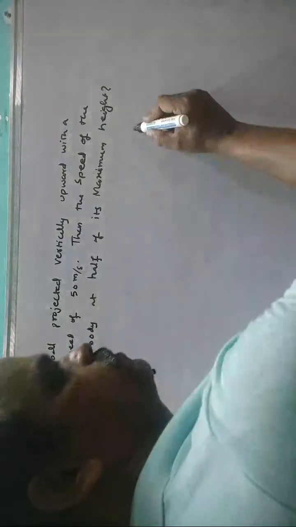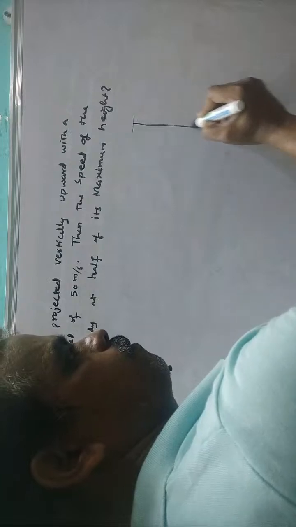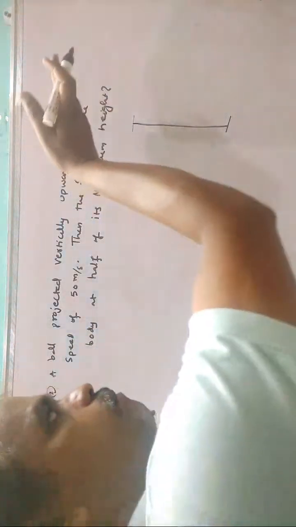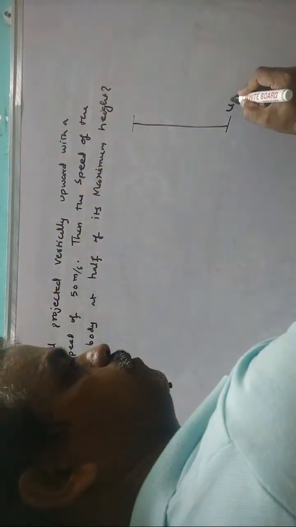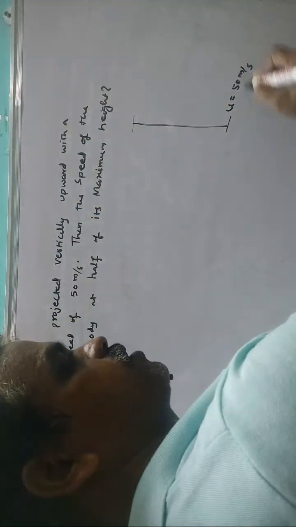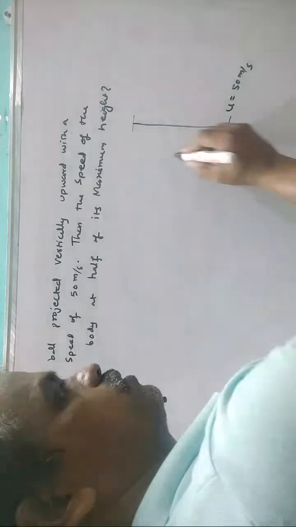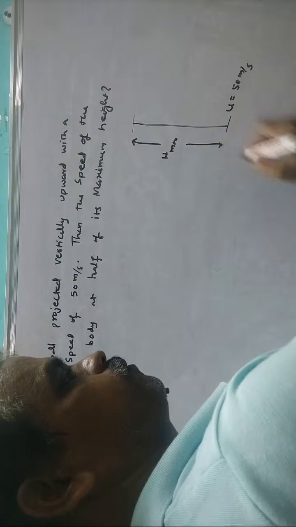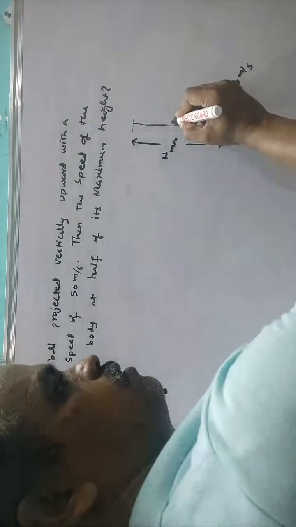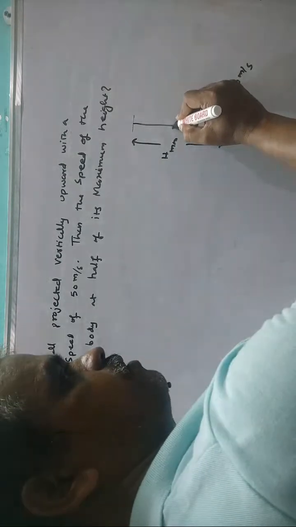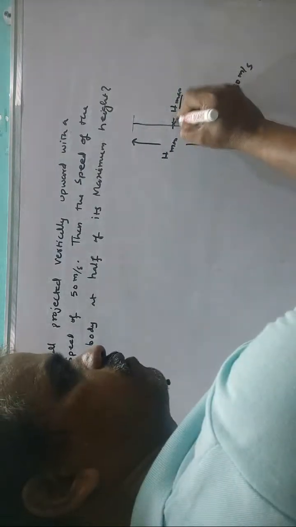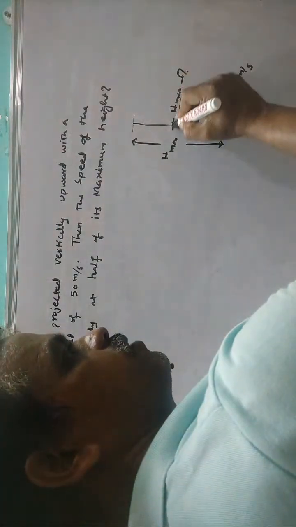That means a body projected vertically up with u equal to 50 meter per second. So this is the maximum height. My question is, at half of its maximum height, what is the velocity at this point?